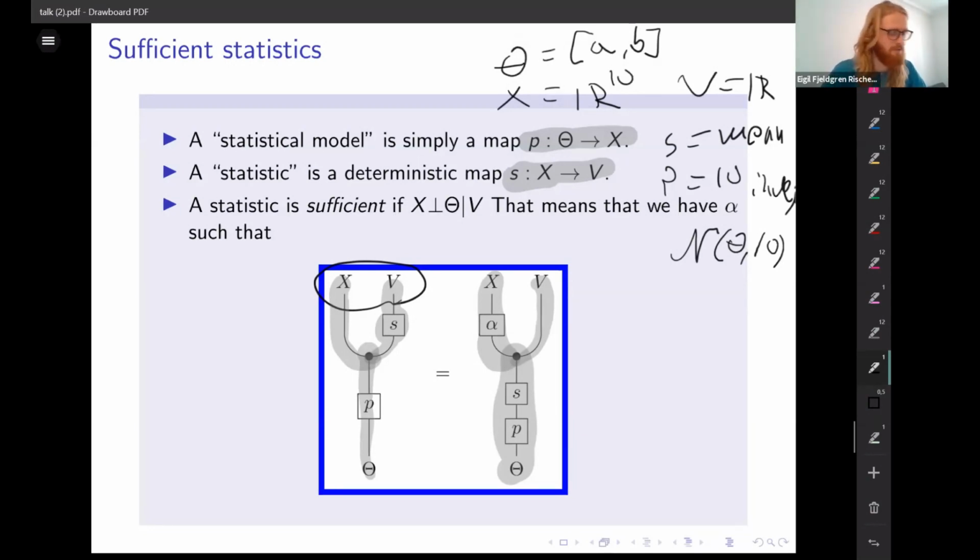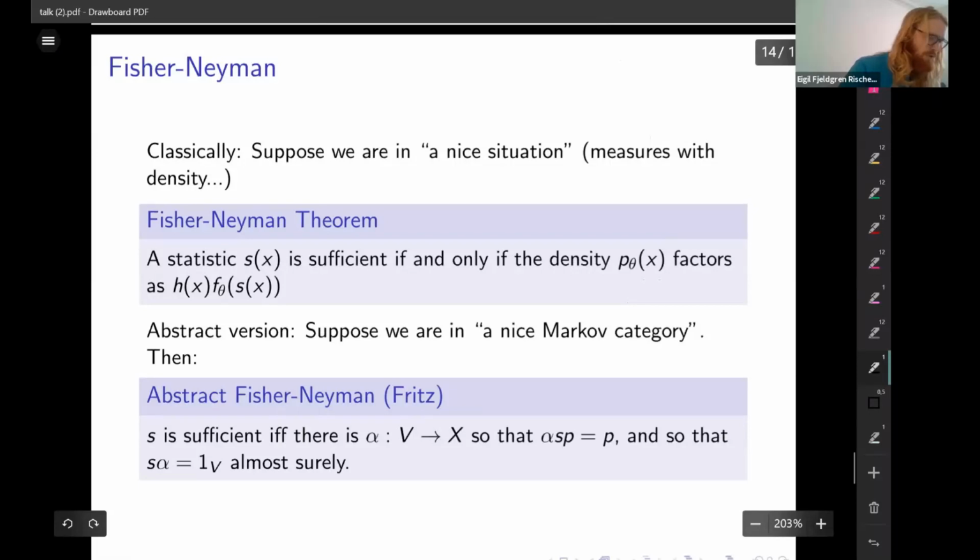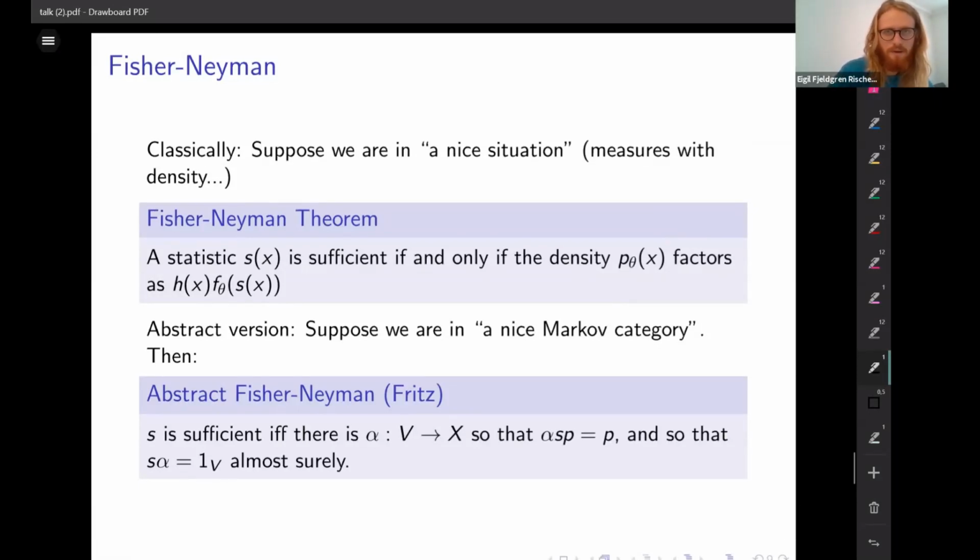All right. So this is a very basic notion of statistics. It's pretty important. And there's a very important theorem about these called the Fisher-Neyman factorization theorem. Classically, we assume that we're in a nice situation where maybe our measures have density or something. And then this says that a statistic is sufficient if and only if the density of the sampling distribution factors as something called h, which doesn't depend on the parameter, and something called f, which does depend on the parameter but depends on x only through S of x.